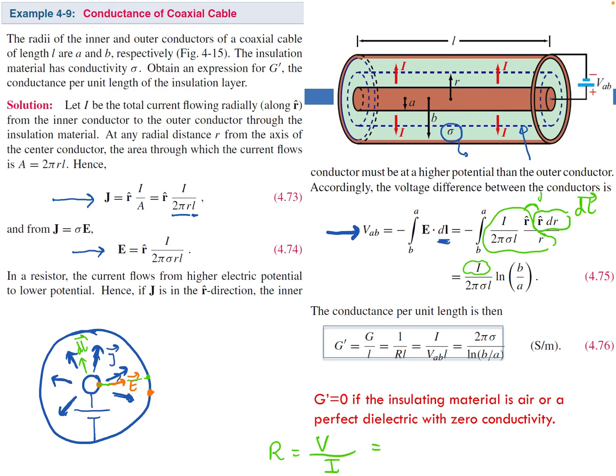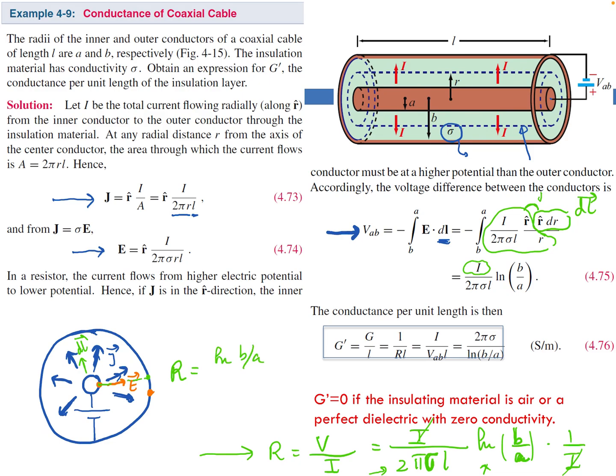So it's going to be the I over 2 pi sigma L, the log, and then divided by the current. So we get our total resistance, which only depends on the material, here the conductivity, and the geometry. It's a coaxial cable, and that information comes here through this 2 pi and the natural logarithm. This is the result of the total voltage divided by total current. And we have our resistance of the coaxial cable.